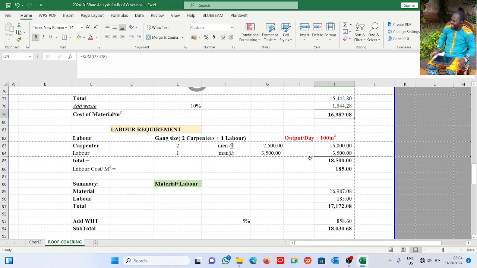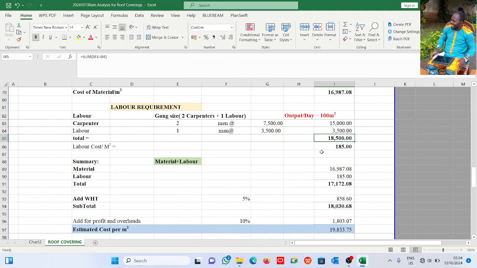Labor cost also. Labor output per day is 100 square meters for aluminium roof coverings. A gang of 2 skilled labor and 1 unskilled labor. 2 skilled labor, alright, 7,500 naira per one. So by 2 it is 15,000. Sorry, this is the labor output cost for 100 square meters. So if I divide by 100, I have the labor cost per square meter.